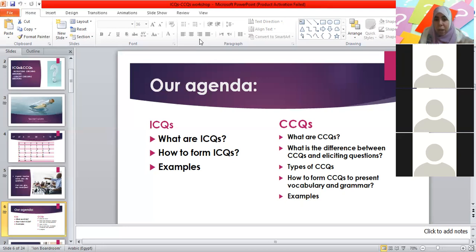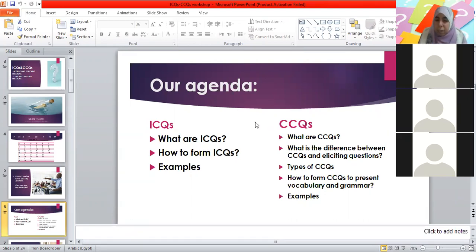Again, is it a good idea to ask CCQs for each item I teach? Alia said main vocabulary. Thank you, Fatma. Okay, what do you think? I think no. So when should I ask such questions? For the new vocabulary or the new key structures.